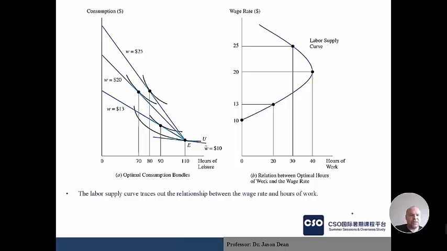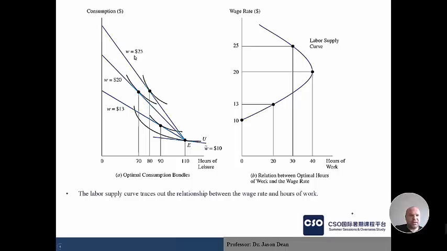Now what happens if the wage increases further to $20? At $20, the person is going to take 70 hours of leisure, and the rest will be hours worked. That will be 40 hours of work, because 40 plus 70 is 110. So that point corresponds to this. If the wage is 20, the person would work 40 hours.